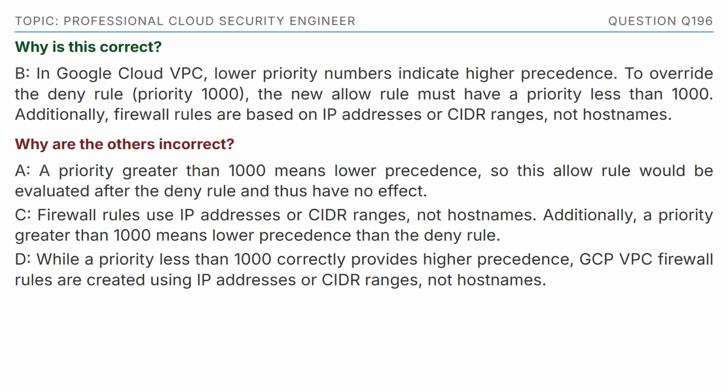Why are the others incorrect? A. A priority greater than 1000 means lower precedence, so this allow rule would be evaluated after the deny rule and thus have no effect. C. Firewall rules use IP addresses or CIDR ranges, not hostnames. Additionally, a priority greater than 1000 means lower precedence than the deny rule. D. While a priority less than 1000 correctly provides higher precedence, GCP VPC firewall rules are created using IP addresses or CIDR ranges, not hostnames.